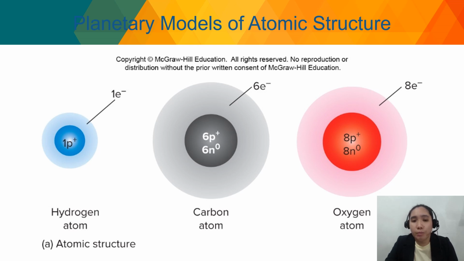So basically, you'll be able to see here the differences of the sizes. In the hydrogen atom, you will only see one proton and then one electron outside. For a carbon atom, you will see 6 protons, 6 neutrons, and then outside you will see 6 electrons. And for the oxygen atom, you have 8 protons, 8 neutrons, and then 8 electrons.